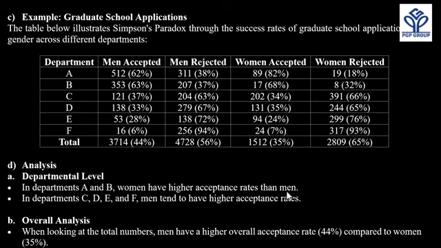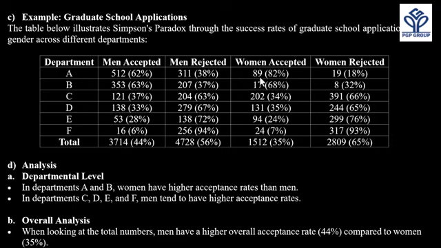Women have higher acceptance rates than men. Women 82% are accepted, and here 68% are accepted, but for men it is 62 and 63. So the women's acceptance rate is very high. But what is the fact? You see here, 512 men are accepted, which is 62%. And here only 89 women, but the percentage is 82. If you see this percentage, you get a different perspective. That means more women are admitted in department A, but it is not true.